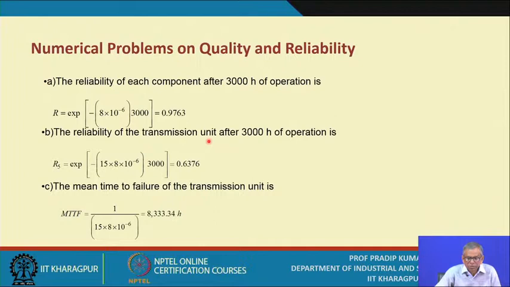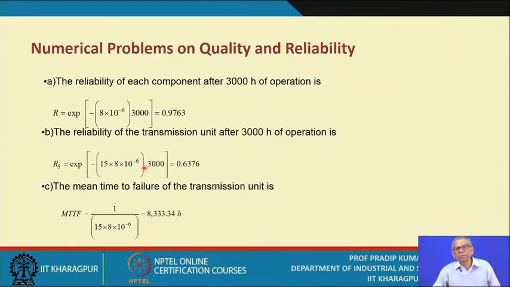The reliability of the transmission unit after 3000 hours of operation is basically R_s. That means it is exponential of minus sigma lambda_i into t, over the 15 components. So what is lambda_i? Each one has this lambda. How many components do you have? The 15. Each one is identical to the other one. That's why it is 15 into 8 into 10 to the power minus 6.